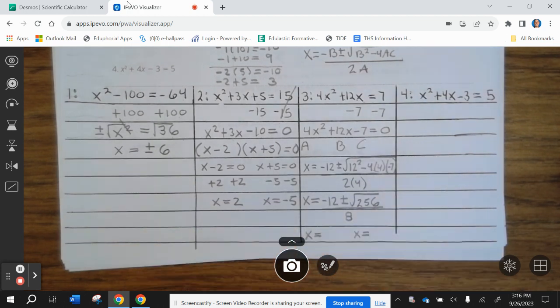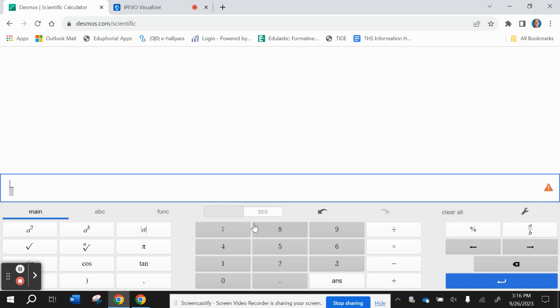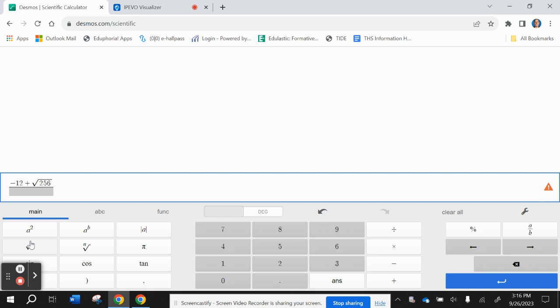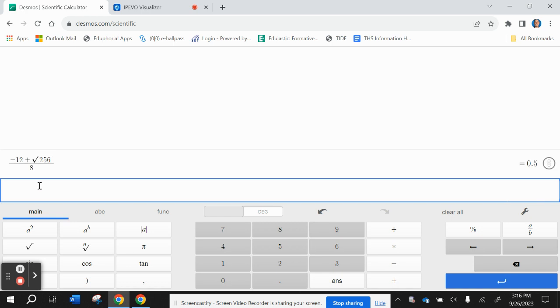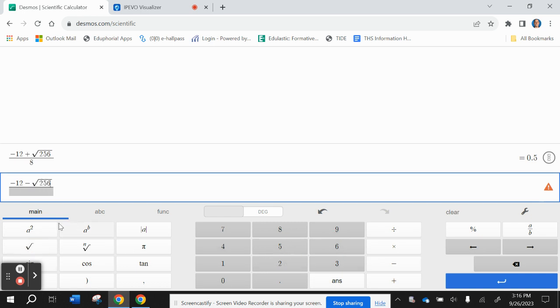All right, at this point, we can plug this into our calculator. So I'm going to use parentheses and divide first, and then negative 12 plus the square root of 256 divided by 8. And then negative 12 minus the square root of 256 divided by 8. And so x equals 0.5 and x equals negative 3.5.